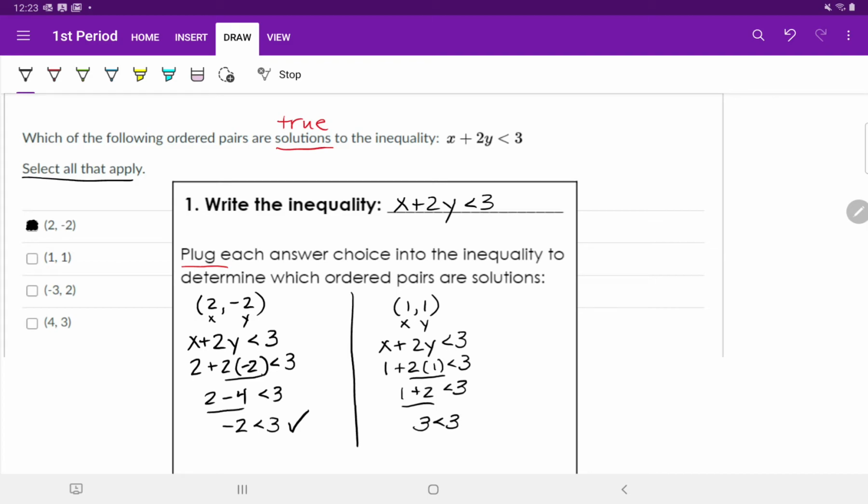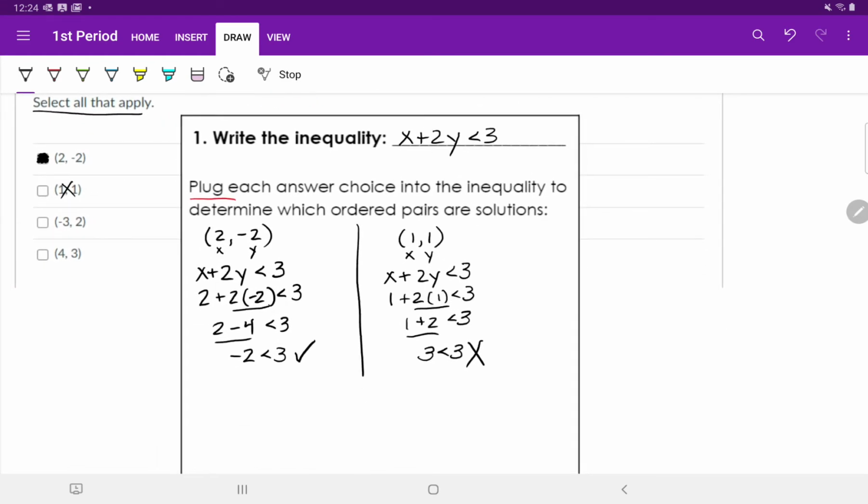So when we plug in this point, we end up with the statement 3 is less than 3. Is that true? No, 3 is not less than 3. 3 is equal to 3. So if we had less than or equal to here, that would be true, but that's not what our inequality says. So this is actually a big no. So this is not going to be one of our solutions.